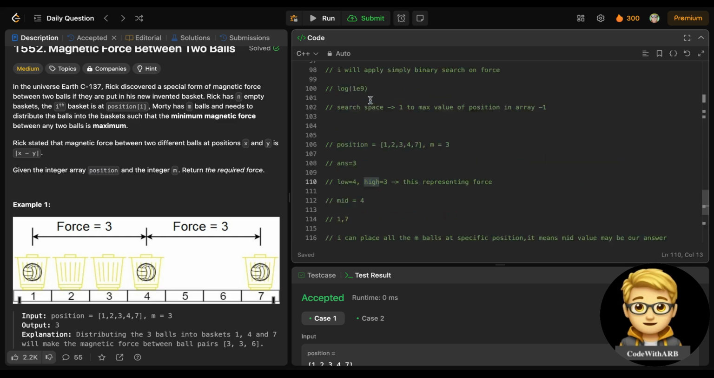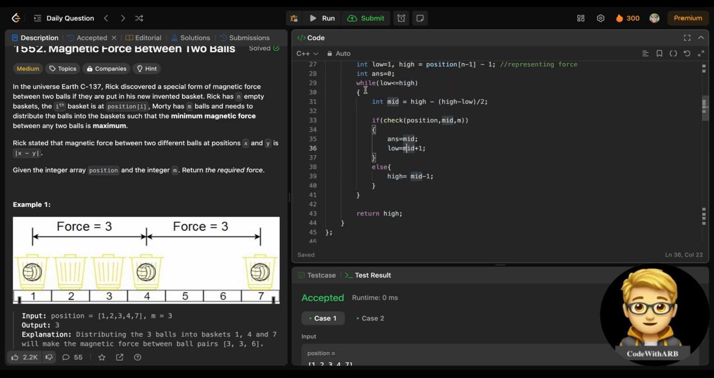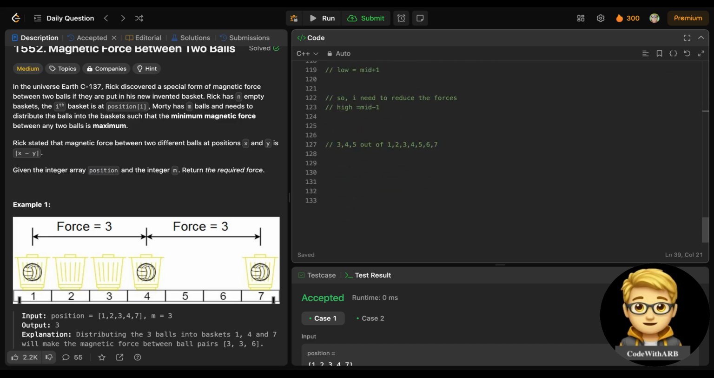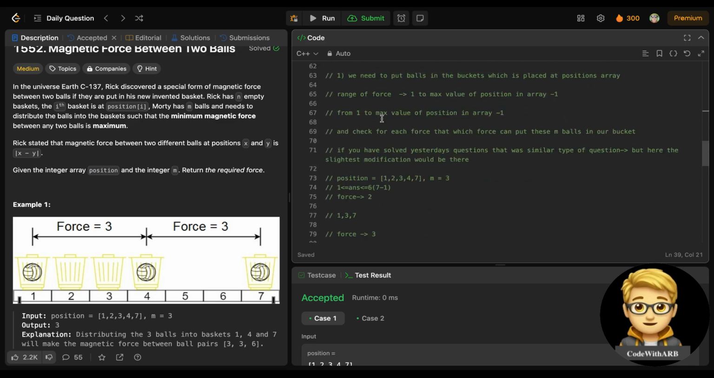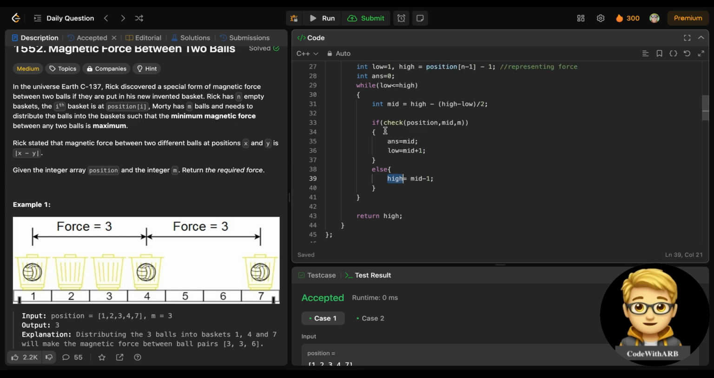It means that when this while loop ends, this high value would be at the position of the answer. Because the search space is shrinking to the specific answer only, right? That's why this high value would be at the answer.